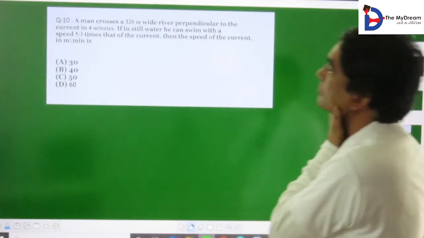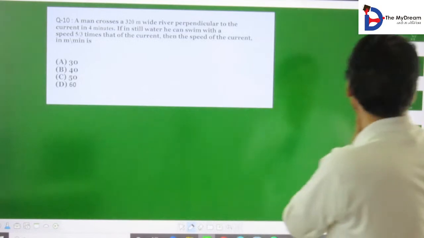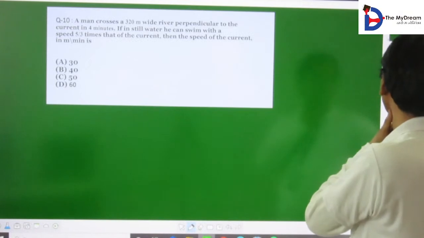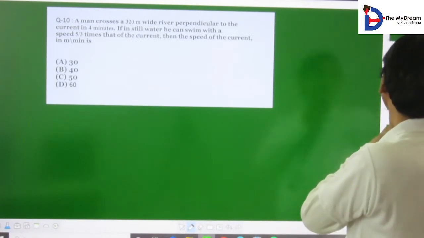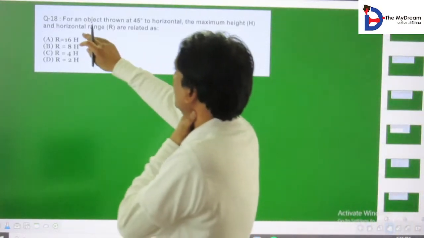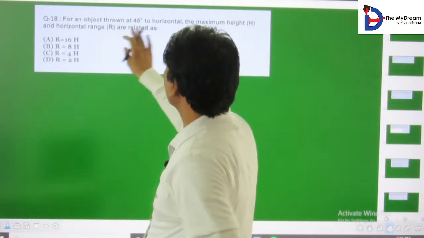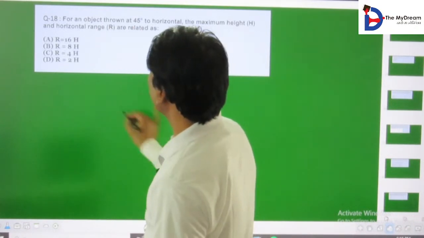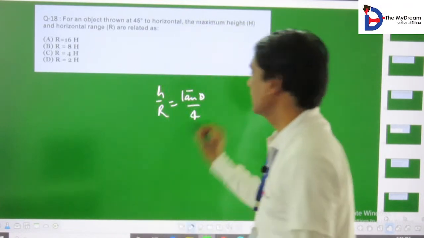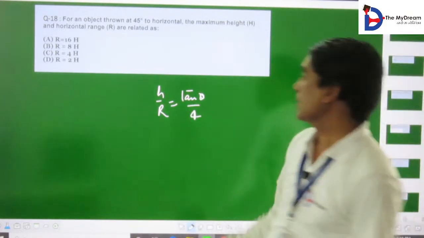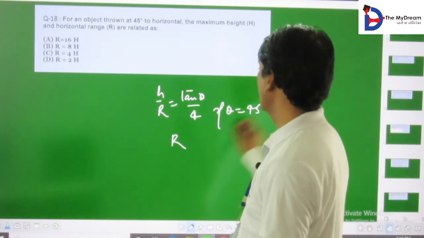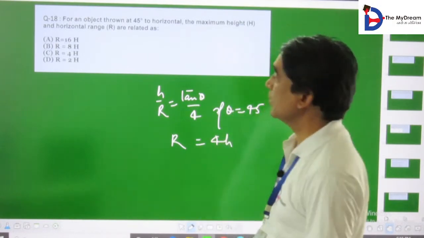Next, ये अगला रिलेटिव वेलोसिटी कहते हैं. चलिए कोई बात नहीं. For an object thrown at an angle 45, the maximum, ये तो आपको पहले ही पता है, h/r is equal to tan theta by 4. If theta is equal to 45, then range will become 4 times. Option C is correct.